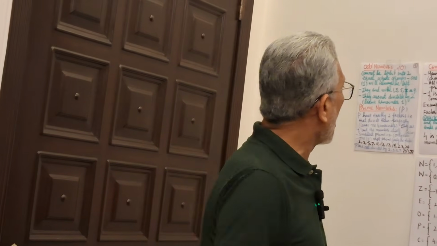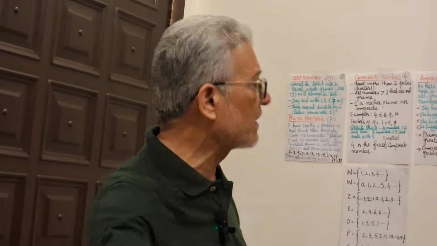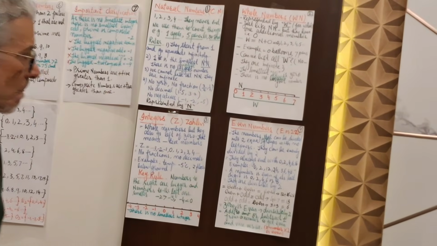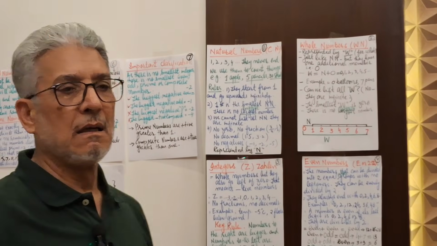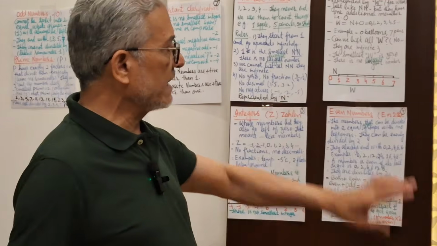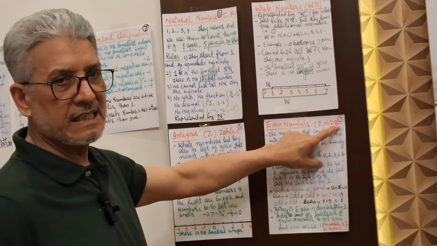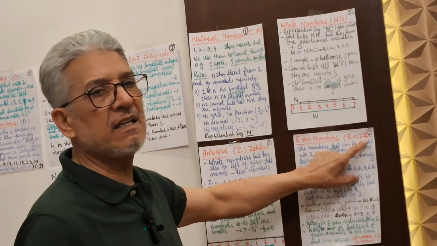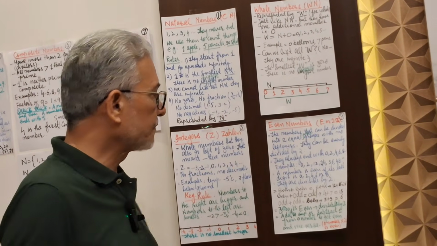So the odd numbers, I think, let's understand even numbers first. Let's understand even numbers first. So even numbers are also not represented by any English letter. But for your convenience, I have shown it with capital E or 2Z. Z is for integer, and when you multiply 2 with any integer, it becomes an even number. So that's why I have written it 2Z.